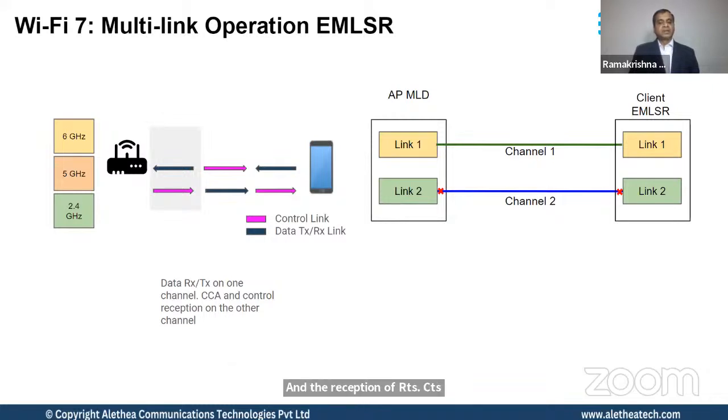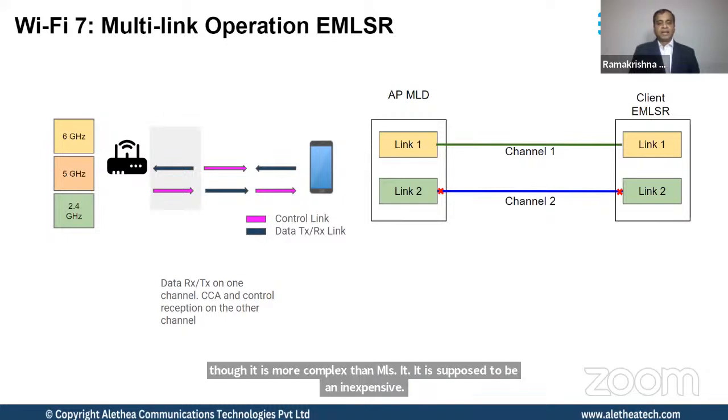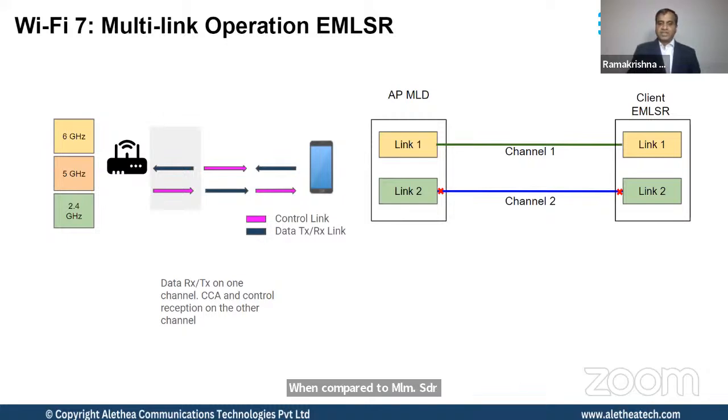These frames in the specification are called ICF, initial control frames, and they are low data rate, so it would not need complex DSP to actually receive those frames. So in effect, it reduces the complexity needed, even though it is more complex than MLSR. It is supposed to be inexpensive when compared to MLMR STR. Now let's see how the signaling works.